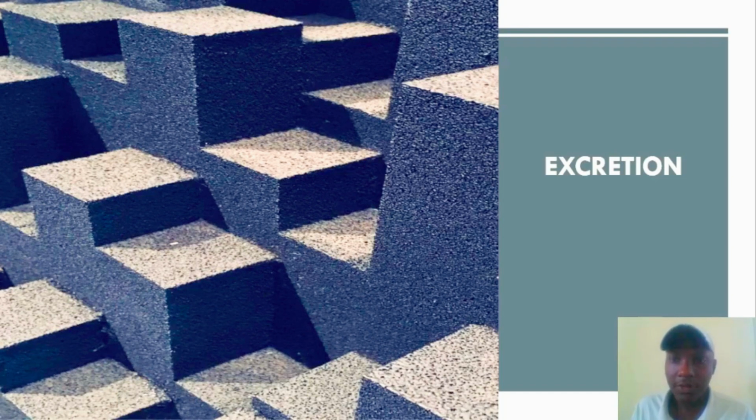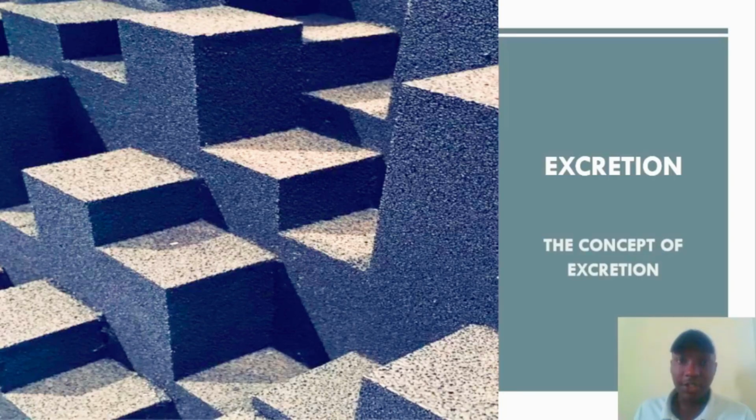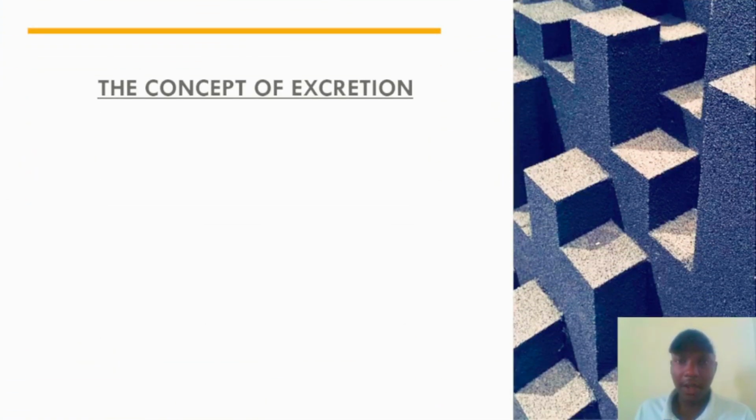Let's start with this new chapter, excretion. So far in our previous session, we discussed the coordination in living things, we discussed the coordination in plants, and also the coordination in animals. So today let's move on to this new chapter, excretion. We'll start with the concept of excretion, so that we'll know the meaning of excretion.